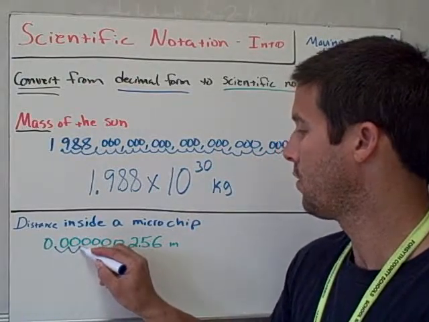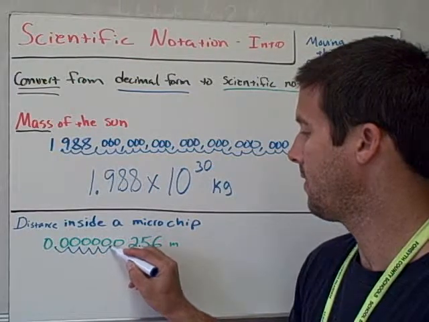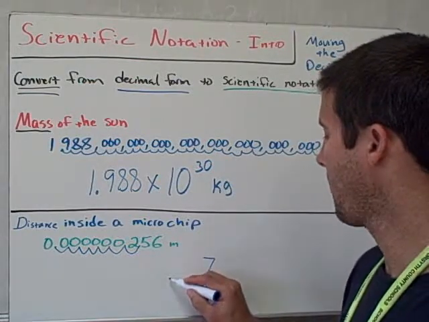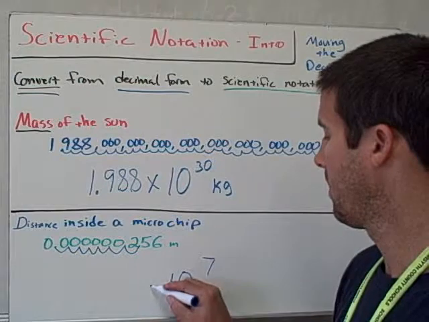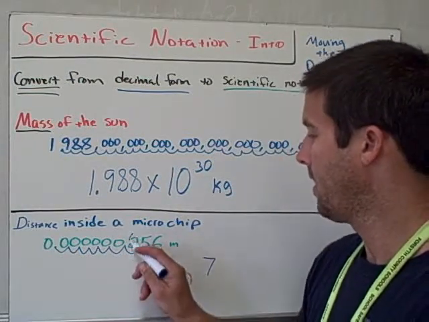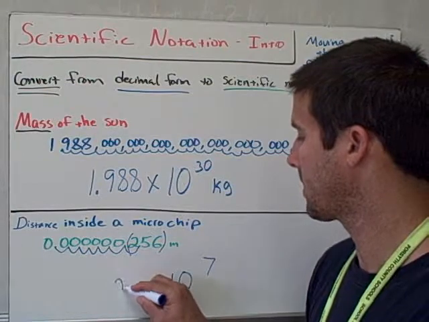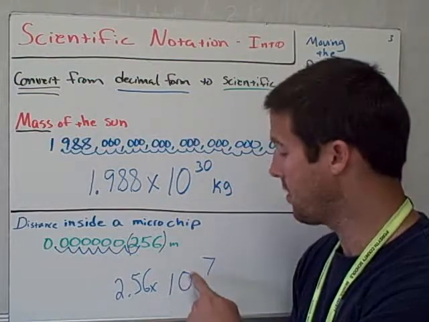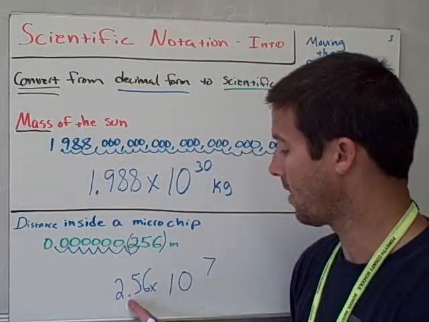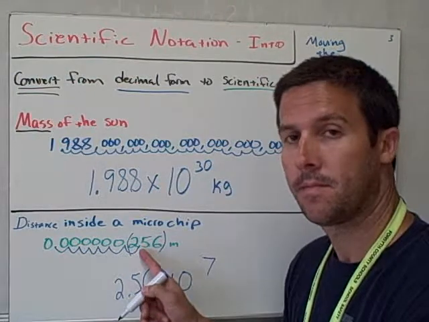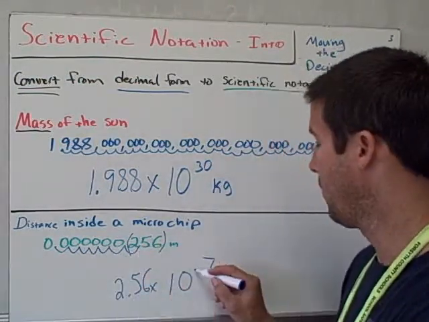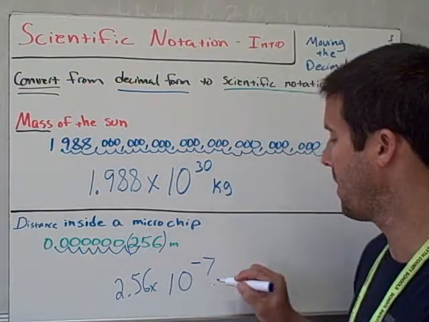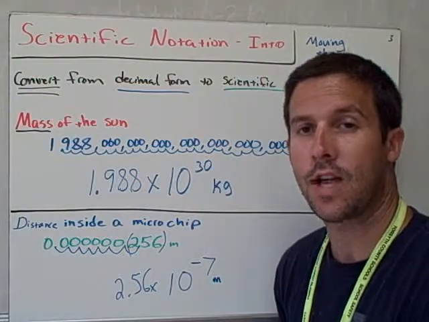1, 2, 3, 4, 5, 6, 7. All right, so I'm going to write that number right up here, 7. I'll go ahead and write down 10 and my X, and look at this number right here, 2.56. 2.56 times 10 to the 7th. But if I started out here, which way would I be moving my decimal? Over to the left. So if I move to the left, I just put the negative sign right there. And this is the distance inside of a microchip in scientific notation.